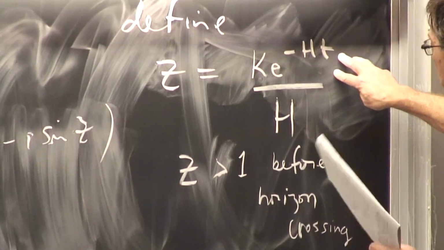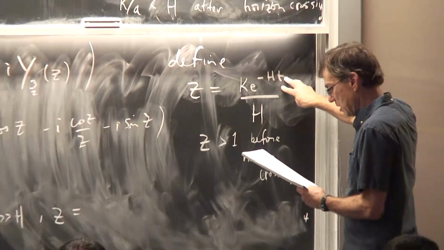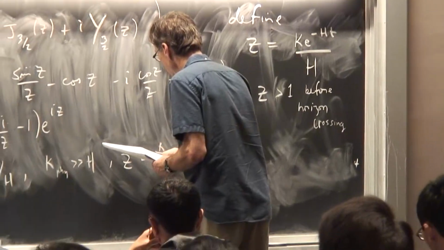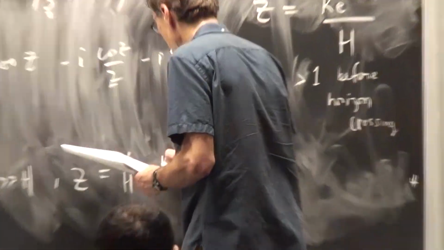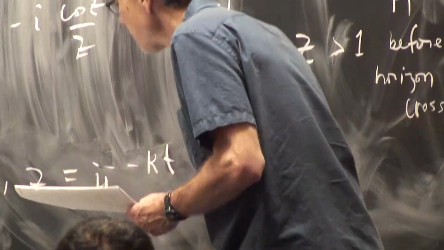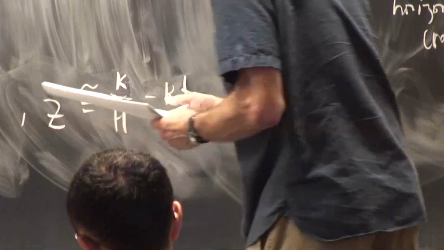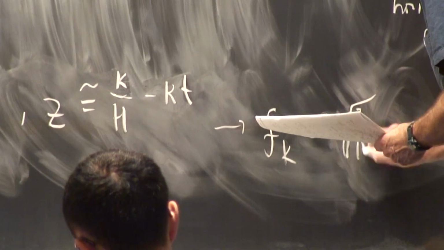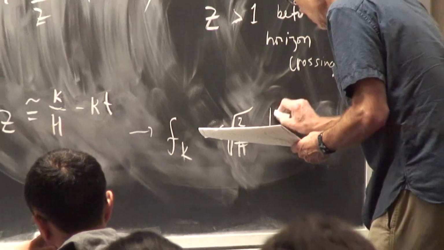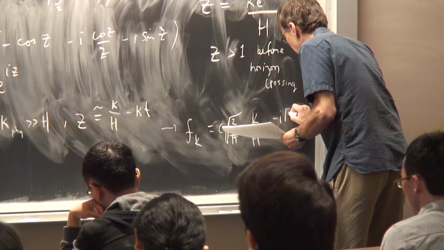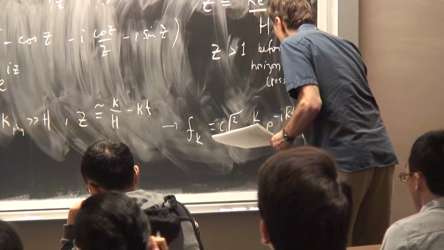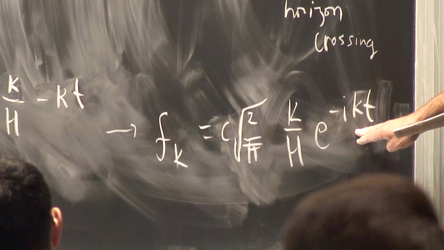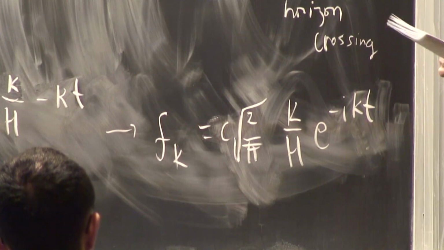And in that limit, for very small times, we can expand the exponential, and then we get z is approximately k over H minus kt. And then you see that f_k is equal to C square root of 2 over pi, k over H, e to the minus i kt. So there's our usual linear dependence on time, and the exponent, like we would expect for a free particle in Minkowski space.